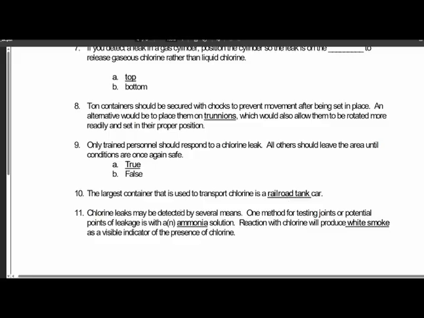Chlorine leaks may be detected by several means. One method for testing joints or potential points of leakage is an ammonia solution. The reaction with chlorine will produce a white smoke as a visible indicator to the presence of chlorine. Kind of like the same you would do for a tire with an air leak. You put soapy water over it and it'll bubble up. Only instead of looking for bubbles, it's going to be white smoke.